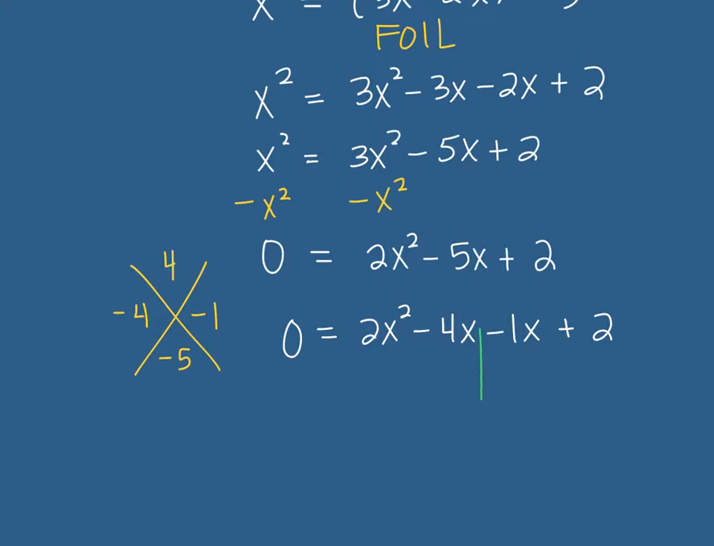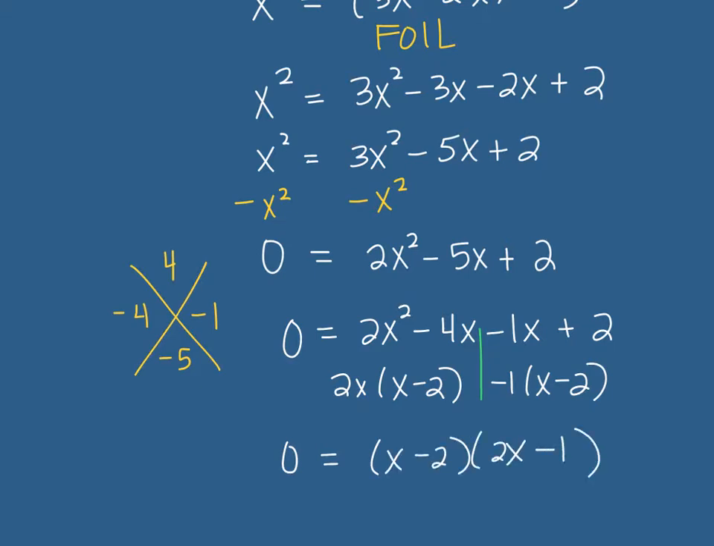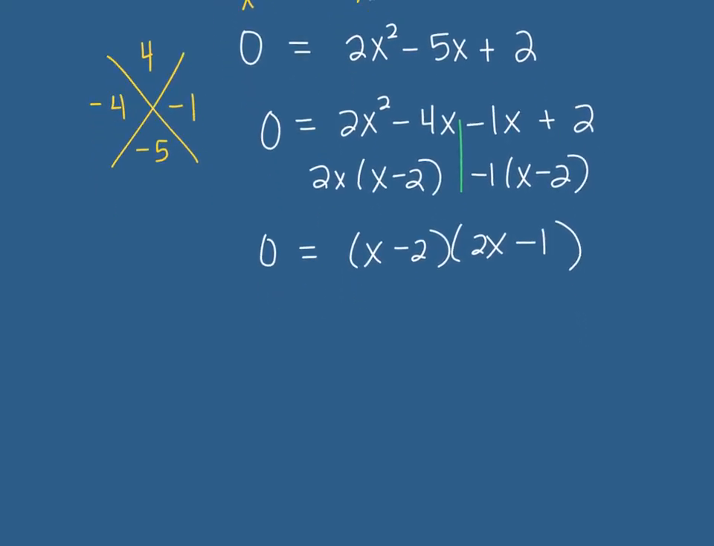so that you can group factor, split factor, leaving you 2x, x minus 2, leaving me with negative 1, x minus 2, so leaving me with 0 being equal to x minus 2 as the common factor, and 2x minus 1 as what's left. Then each of those gets set equal to 0. And then we're in the home stretch because x is equal to 2 and x is equal to 1/2, and we end up with 2 answers that solve this original problem.